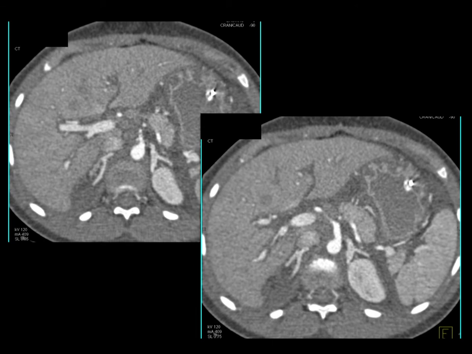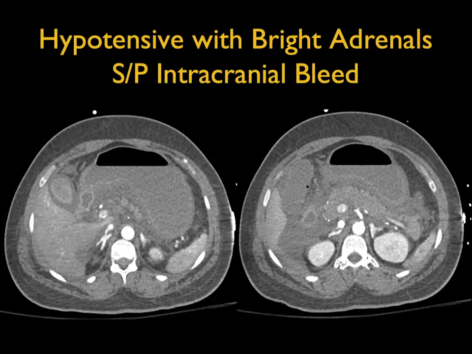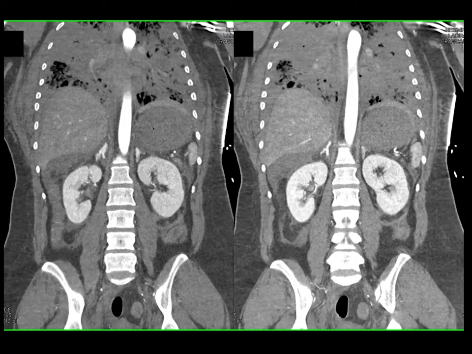And here it is again, another example. These are super bright adrenals. What does that mean? That means the patient's in crisis, the patient's hypotensive. Another example, this patient was hypotensive with intracranial bleed, looking for a source of the problem. Well, you could see, look how bright those adrenals are. This patient's a mess with pancreatitis and severe pneumonia, but look at the bright adrenals. This patient is hypotensive.